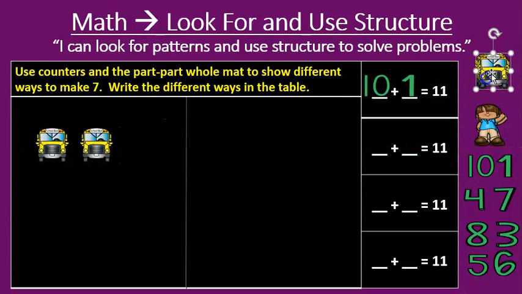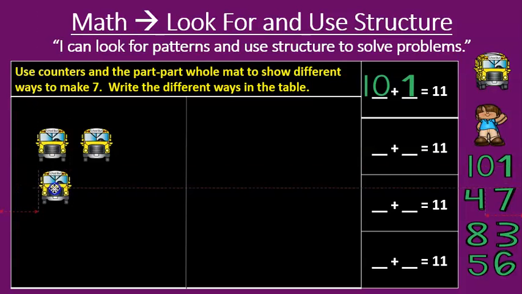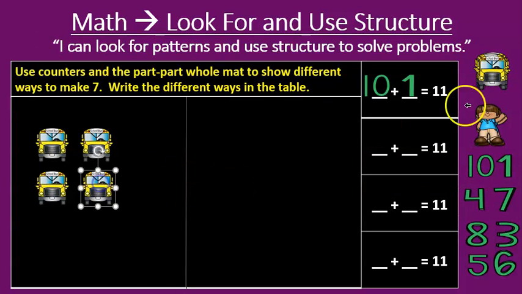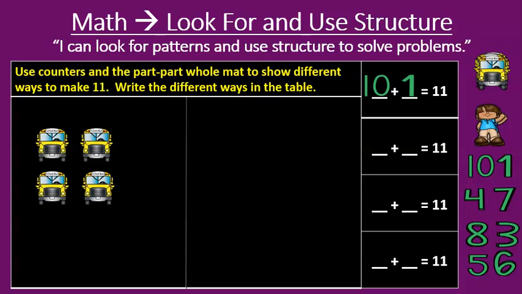2, 3, and 4 here. Okay, let's just do that, okay? I'm just picking any number of buses as long as I do not go over 11. Okay, now let's count up how many buses I put here.